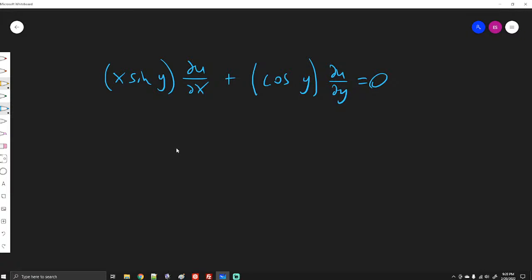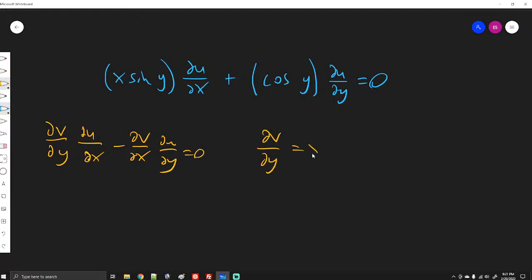So if we compare this to the form of a Jacobian, I'll write it down here so that we can compare. Minus partial of v partial of x, partial of u partial of y. So I set x sine y equal to partial of v partial of y. And then negative partial of v partial of x is equal to cosine y.